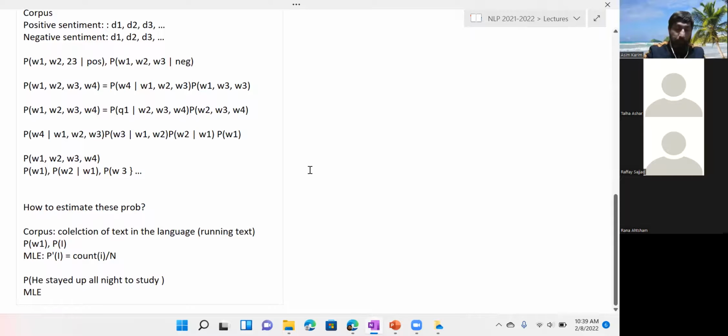According to MLE, we have to find the count of the whole sequence in the corpus divided by n. Of course, now it is slightly different from n because we are using a longer sequence of words, but let me just write n there. If the corpus is very large, n or n minus 3 or 4 would not make a big difference.